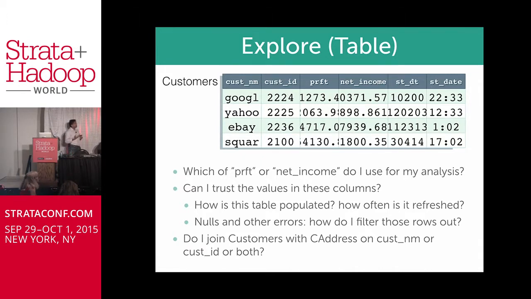Subsequently, I want the customer addresses based in West Coast, so I need to join this table with the address table. Where is that address table? How do I join it? Should I use a left outer join? Should I use an inner join? These are all the semantic questions that go into the exploration phase.